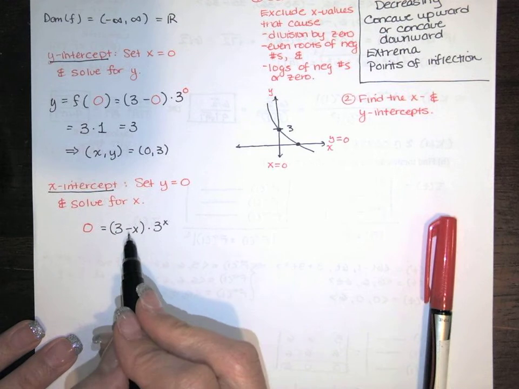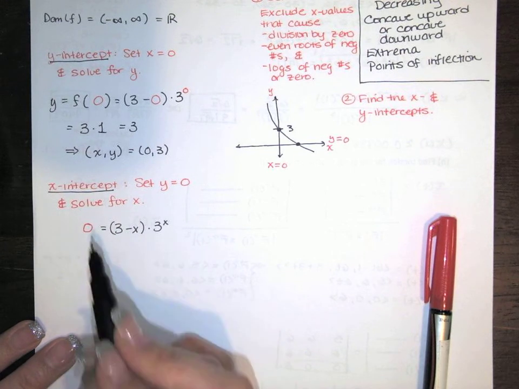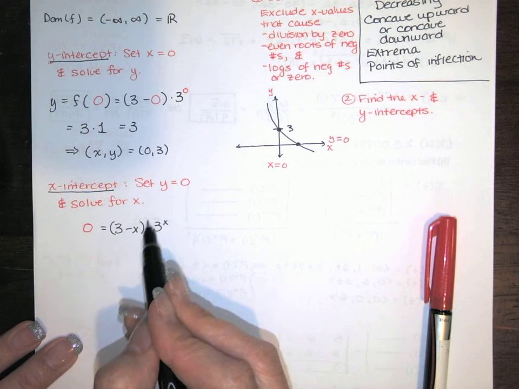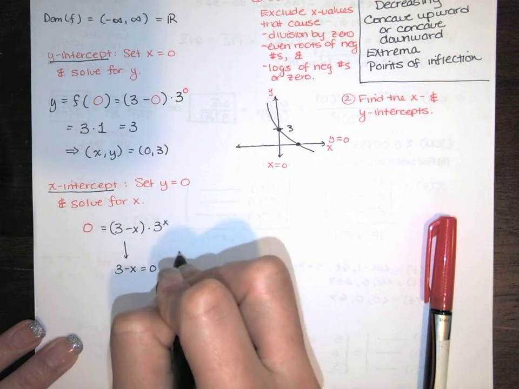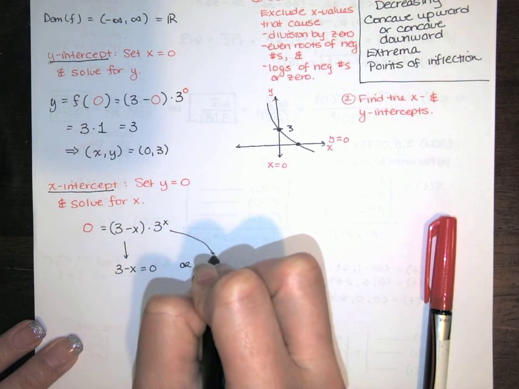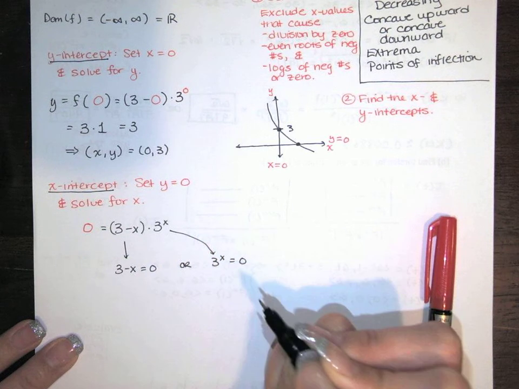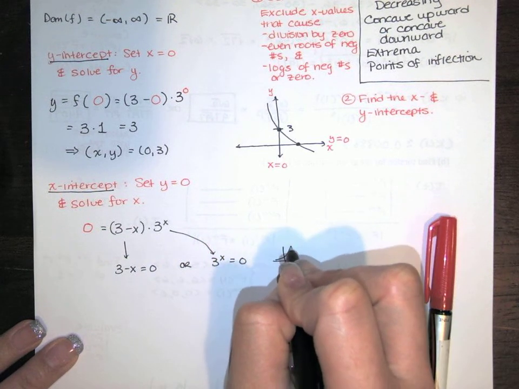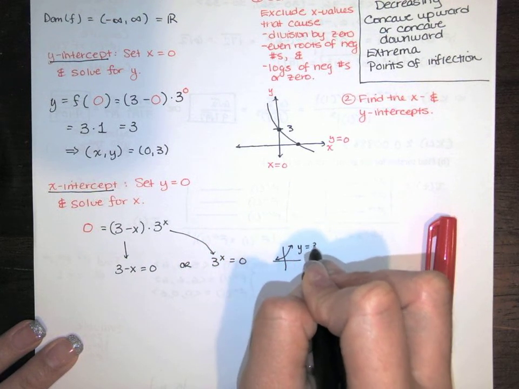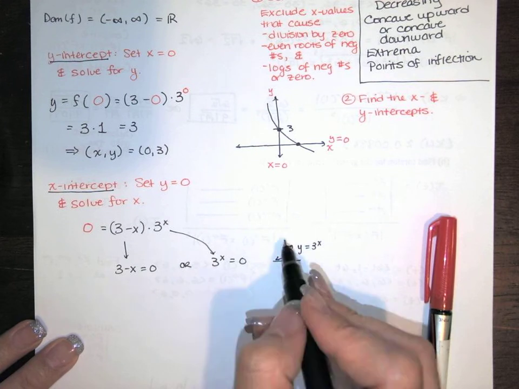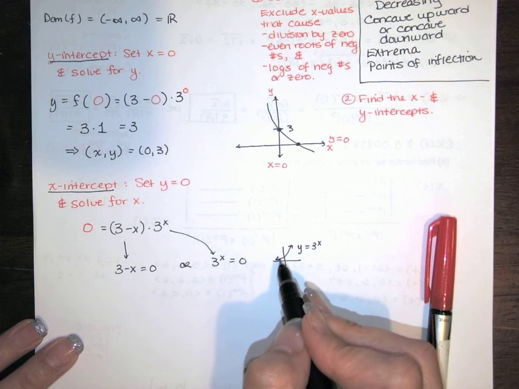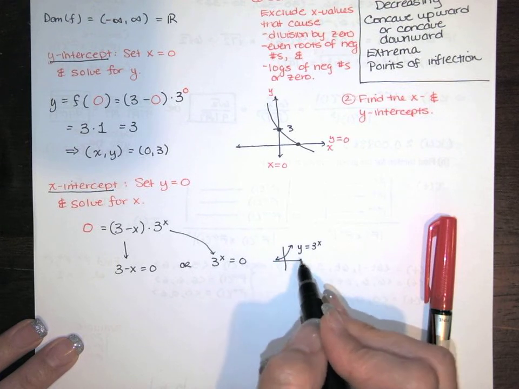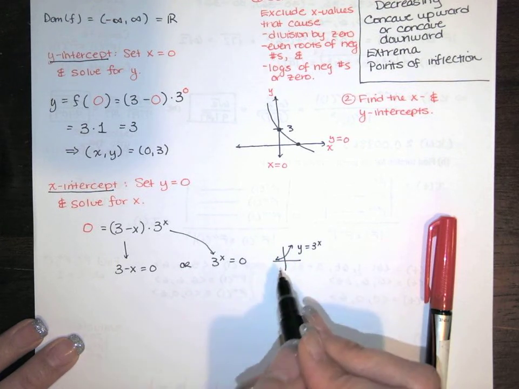Now this is a product. This times this equals 0 if this factor equals 0 or this factor equals 0. So either 3 minus x equals 0 or 3 to the x equals 0. But remember, 3 to the x looks like this. That's never 0. It doesn't matter what x is. Our graph gets very, very close to 0. The y values get very close to the x-axis where y is equal to 0, but they never actually get there.